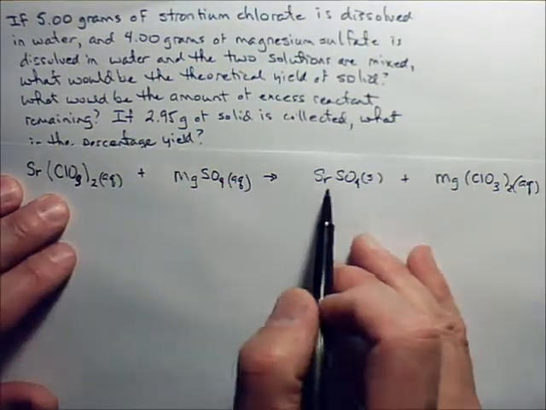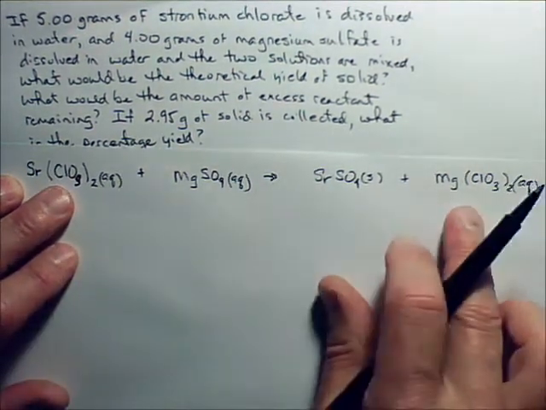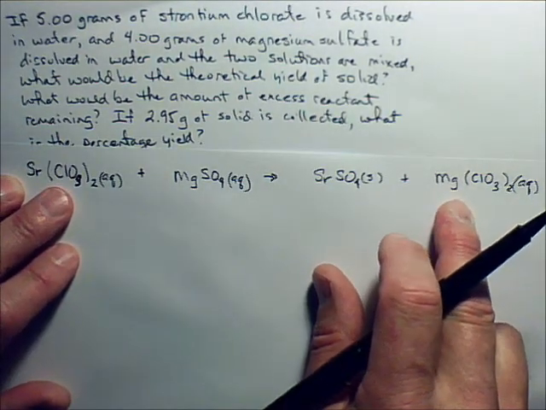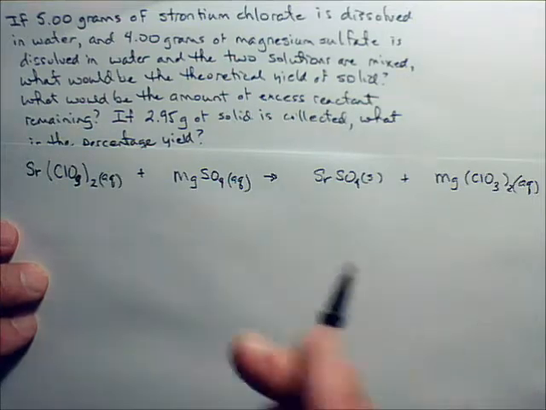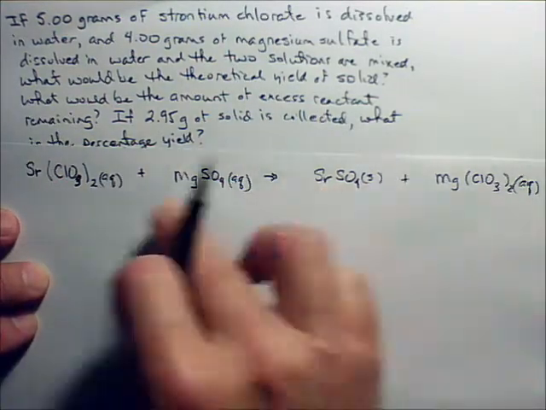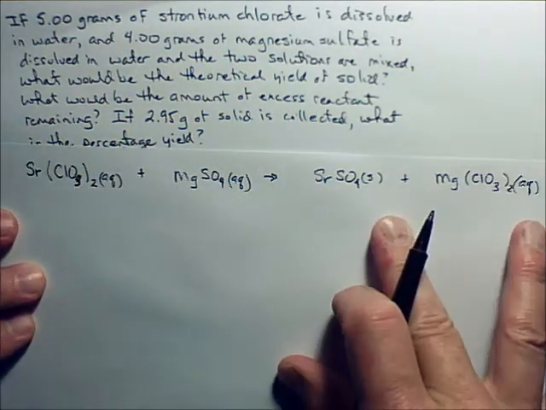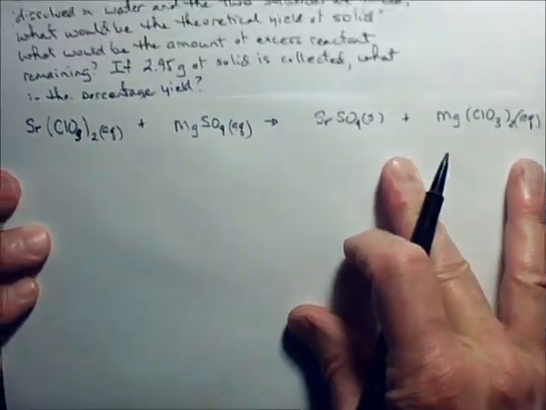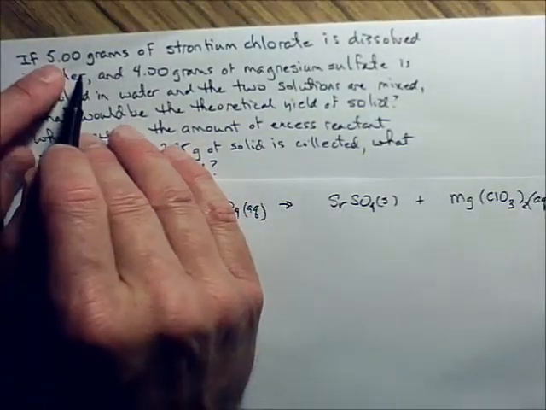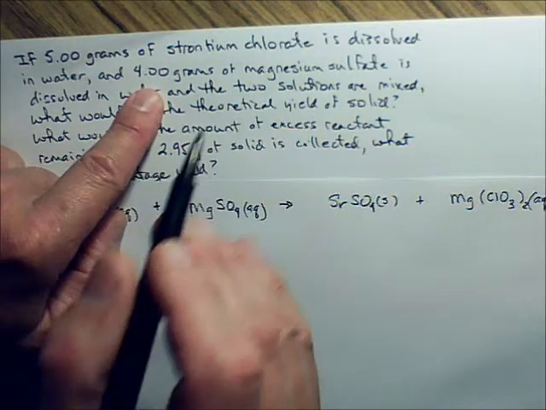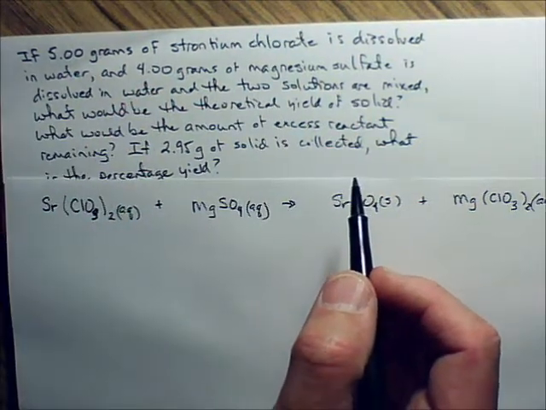Well, if you've done the atom inventory, you will now know that this is already balanced pretty much, right? We didn't need to put any numbers up there, correct? Okay. So I'm going to skip the atom inventory just for space here. Okay, so what we want to start with then is either 5 grams of strontium chlorate or 4 grams of magnesium sulfate, and it does not matter which one you start with.